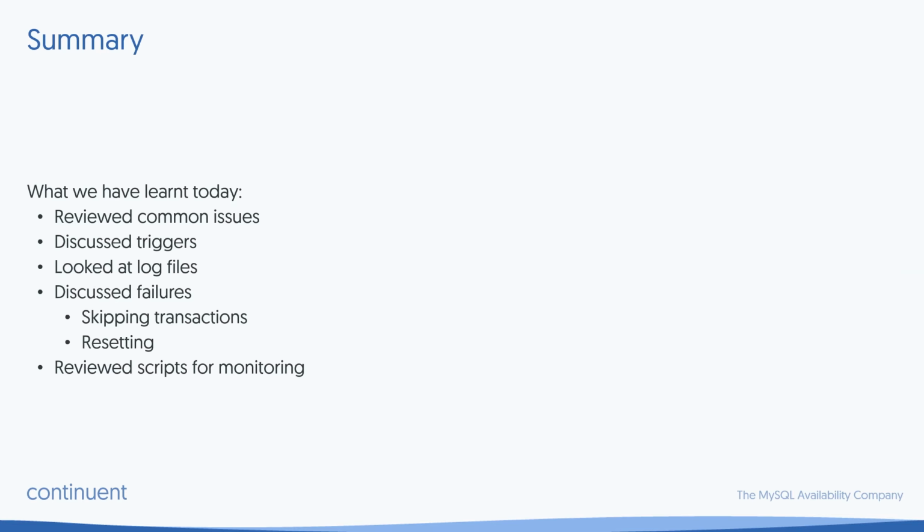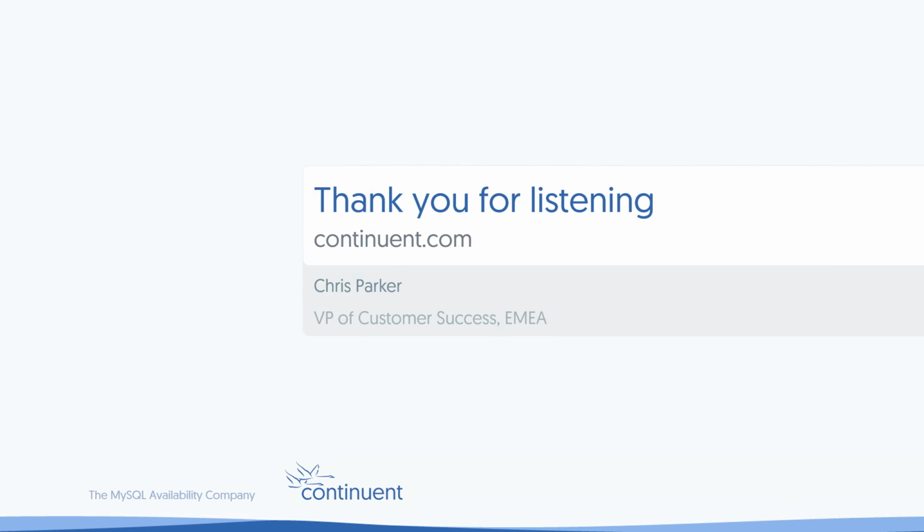But what we've covered today, so we've reviewed those common issues, what can cause outages. We looked at triggers, log files, and then we looked at some failures, skipping transactions. And then finally, I covered the scripts for monitoring and where you can find them. We do have sessions on the API. I mentioned the API in that last slide. It's useful if you want to understand the API a lot more, then do go and listen to that API training session.